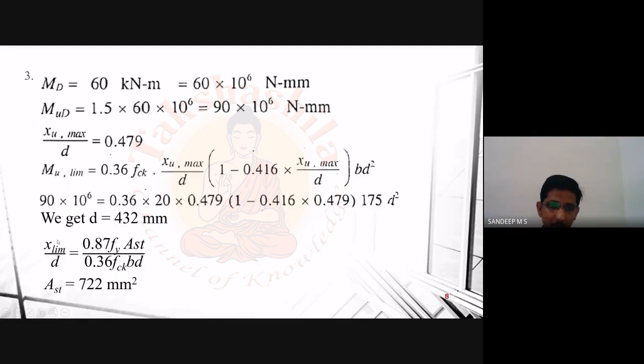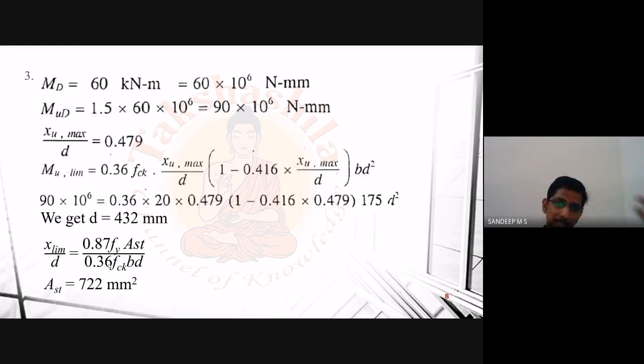Right now we know all the other values. We know the value of x limit by d, we know fy, we know fck, and we know b as well as d, which is obtained from here. The only unknown quantity is Ast, and if you calculate Ast using this relation, you will get the Ast corresponding to that of a balanced section.